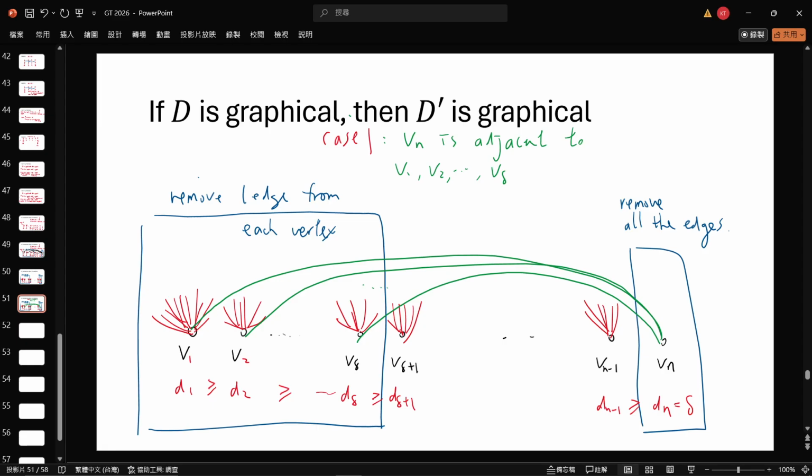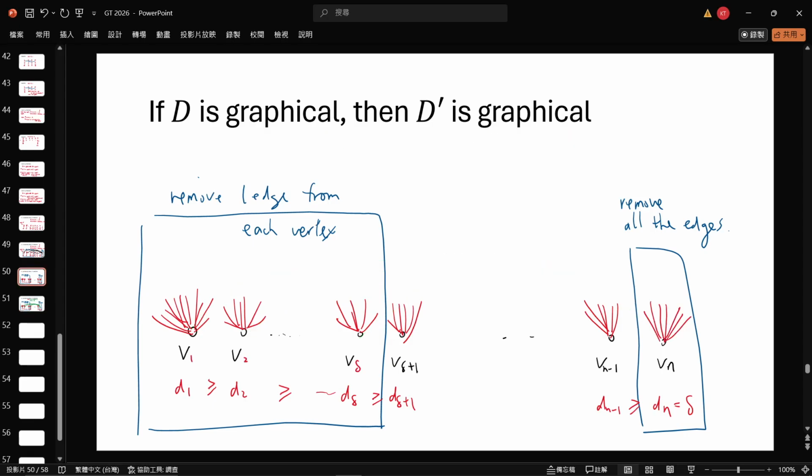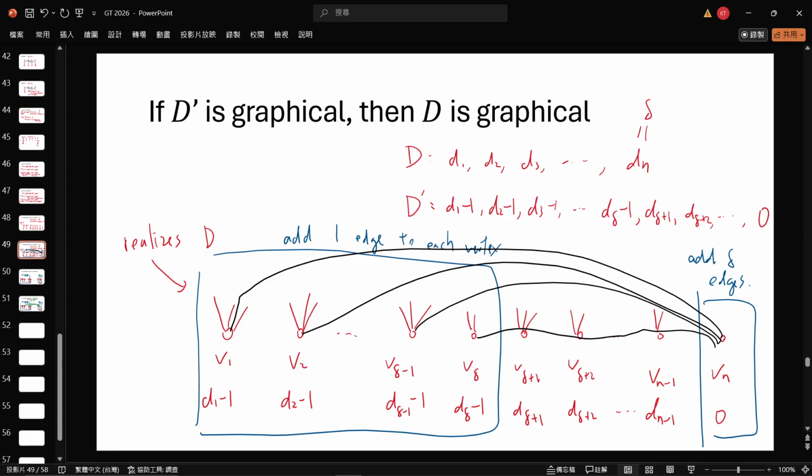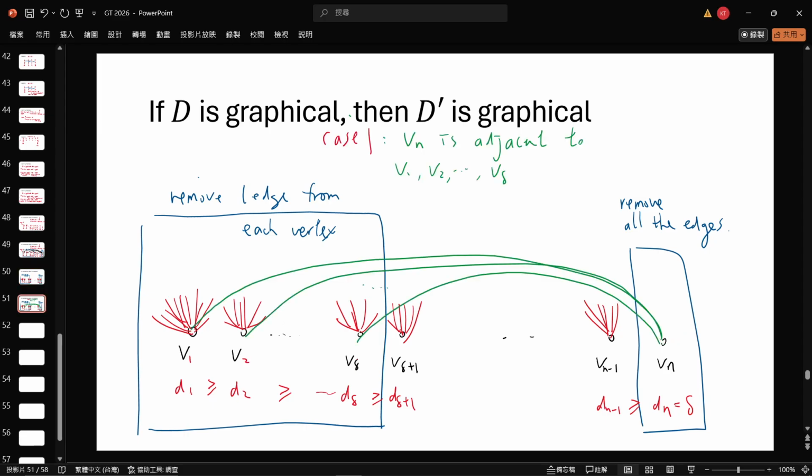So let me repeat the goal. Because we want to create a graph that realizes D prime, we have to remove one edge for each of these vertices. Therefore their degree can be reduced by 1, and the last degree should be reduced to 0. So for these vertices we should remove one edge from them, and for the last vertex we should remove all the edges.